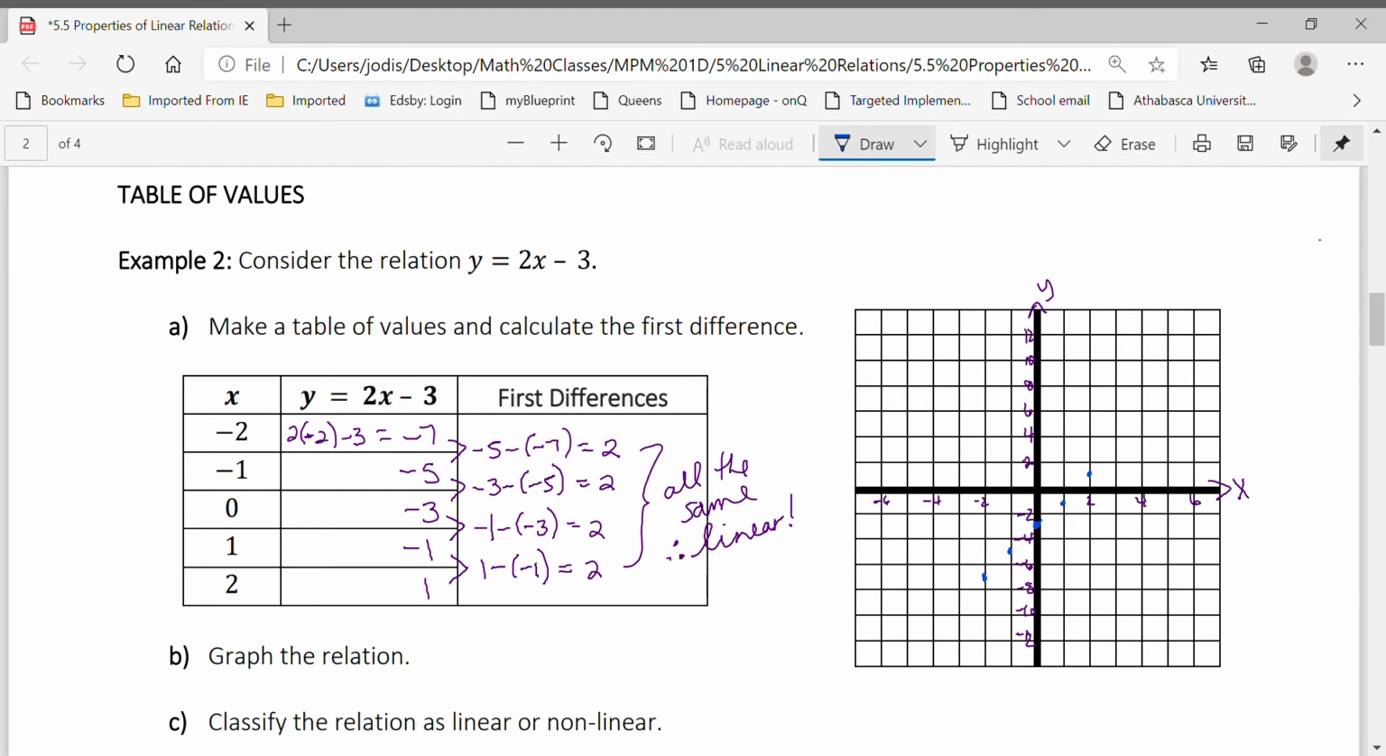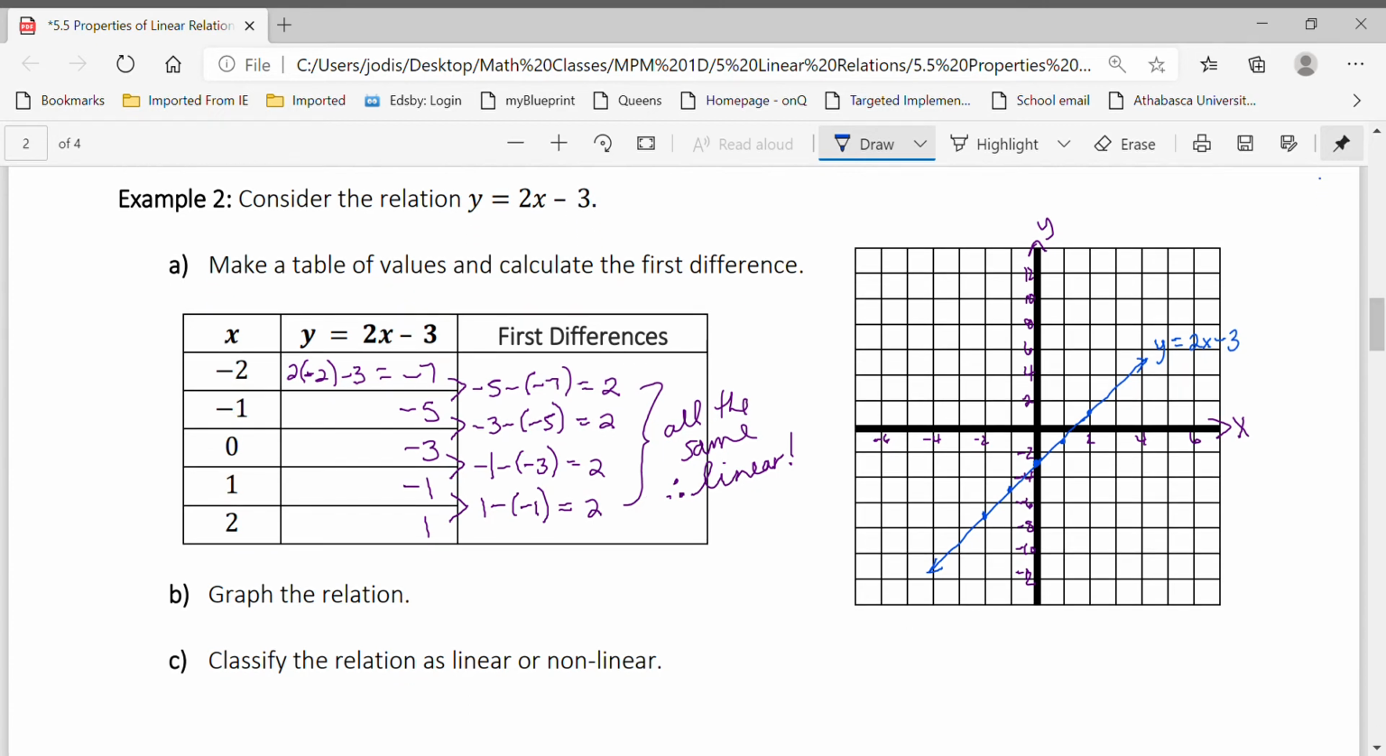All right, so let's graph this line. There we go. And we should always label our equation with our line. Minus 3. Okay, so that one would be done. Oh, and classify as linear or nonlinear. Well, this one is linear. We can see it from the graph, right? It's a straight line, and the first differences also told us the same thing because they're the same.